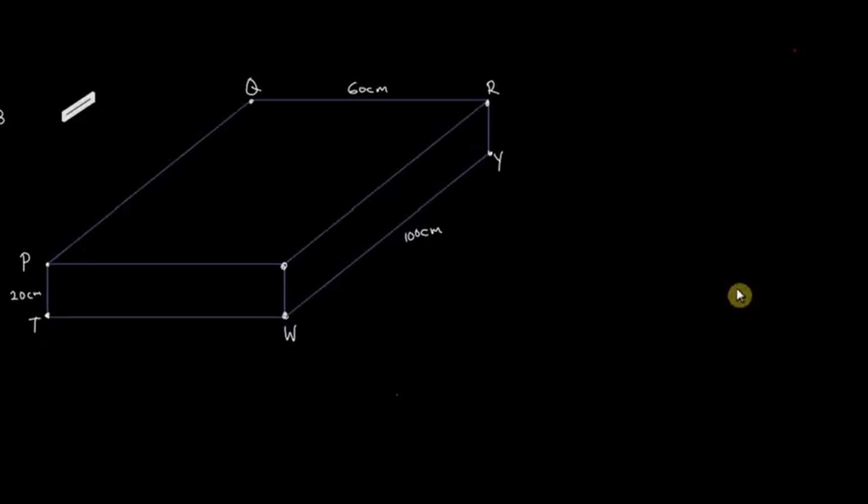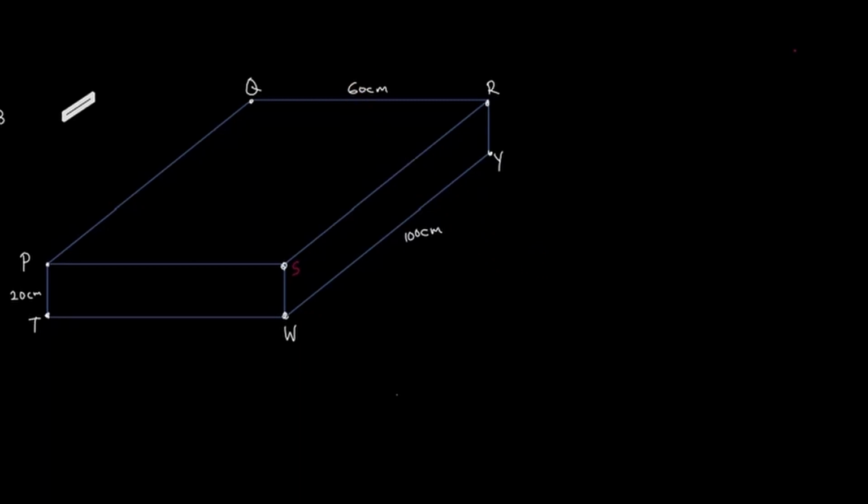Okay, so 10b is a cuboid that is shown here, and the dimensions are given. So we have the top of the cuboid, it's P, Q, R, and S. So let's write S here, and we're asked to find the length of the straight line connecting R to P.